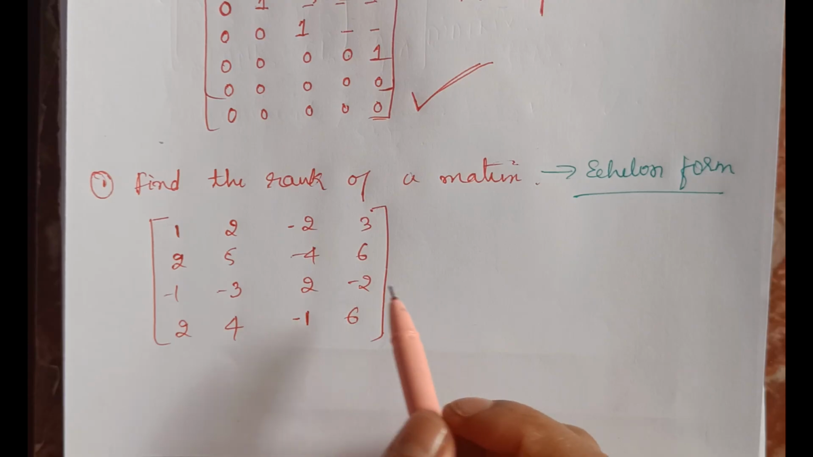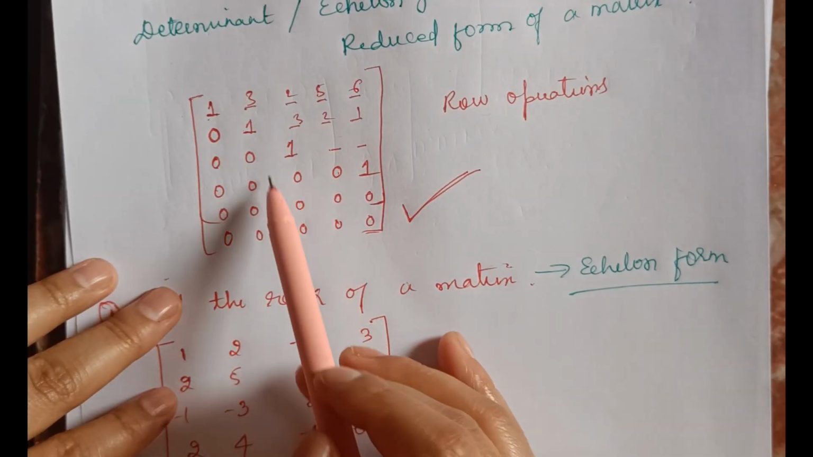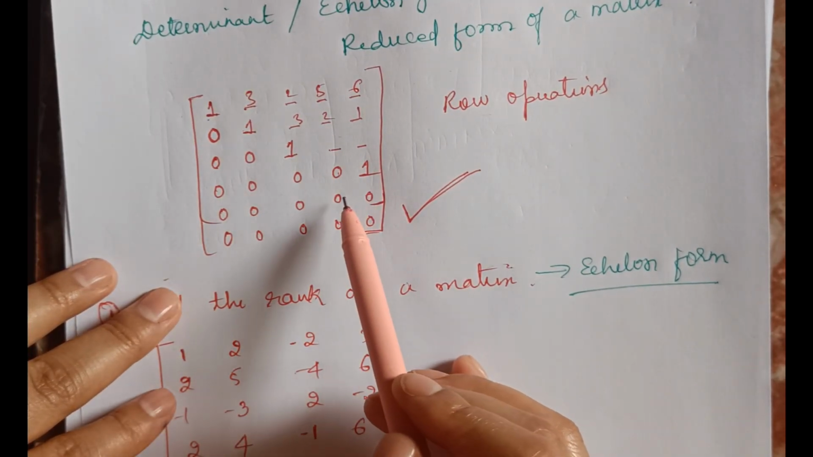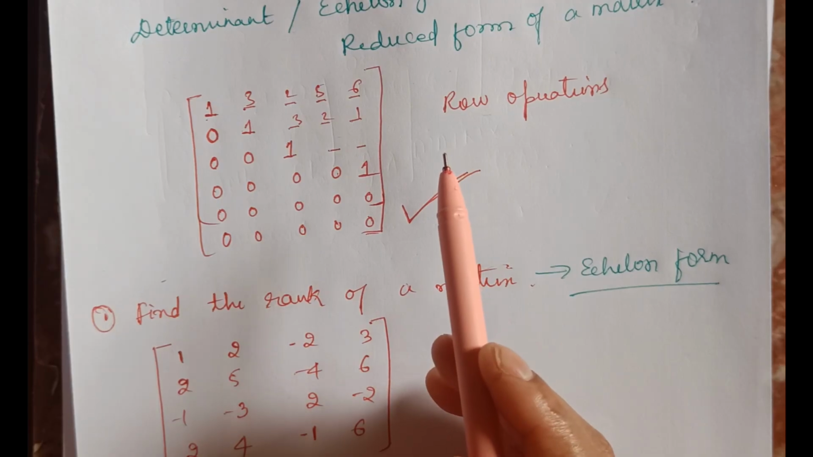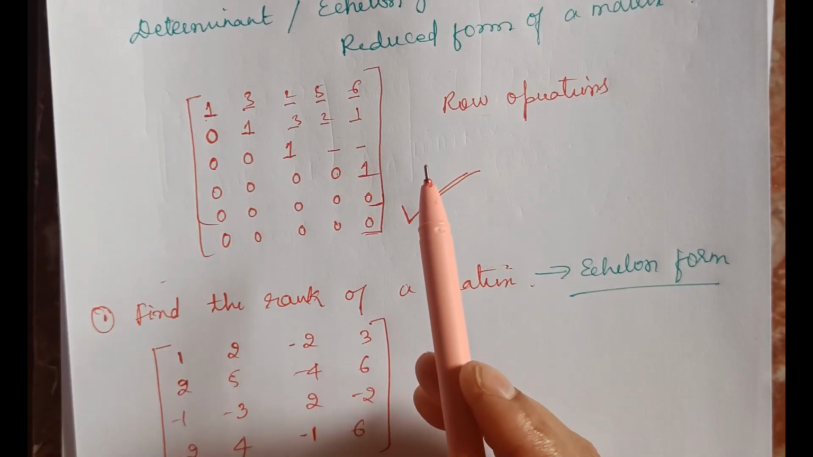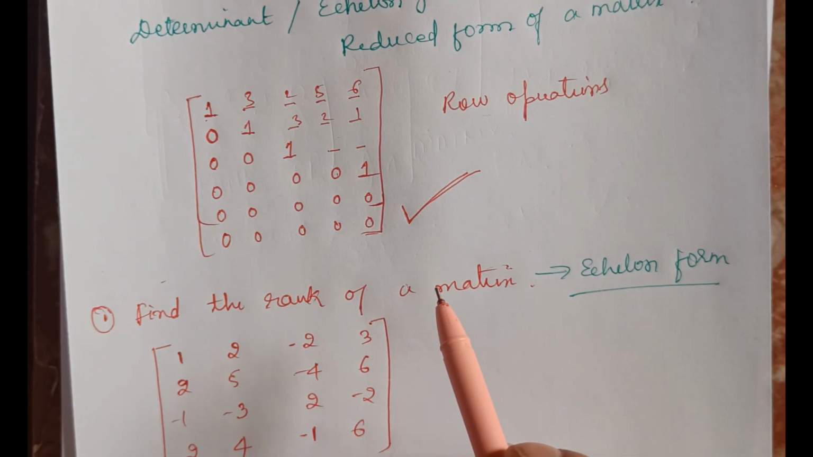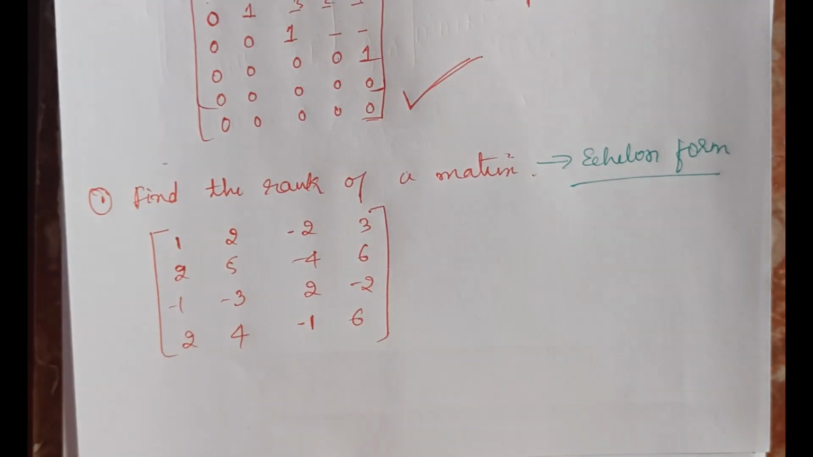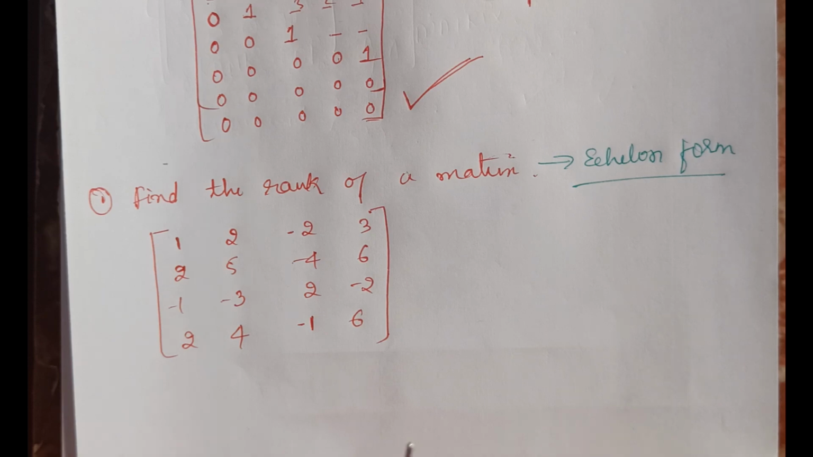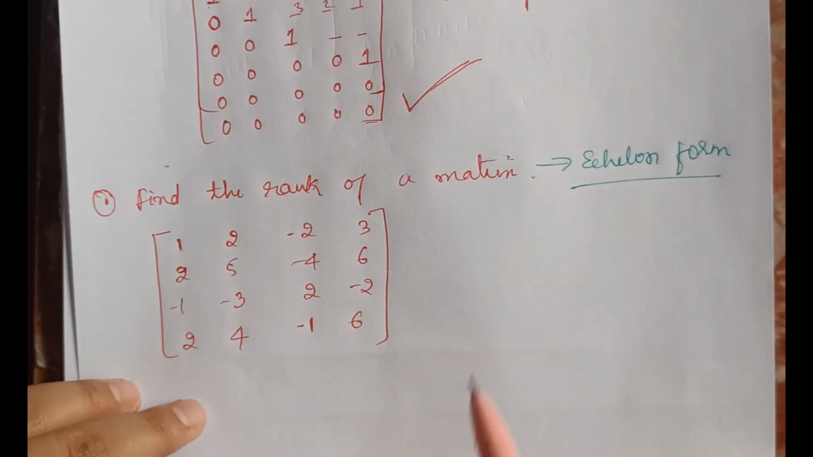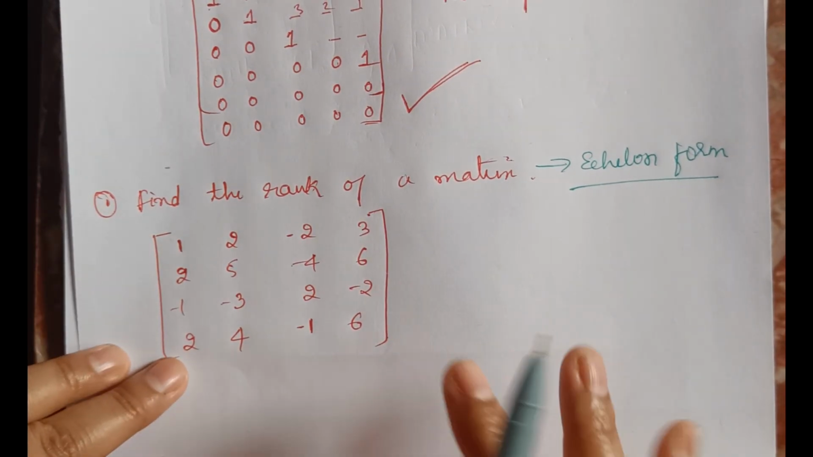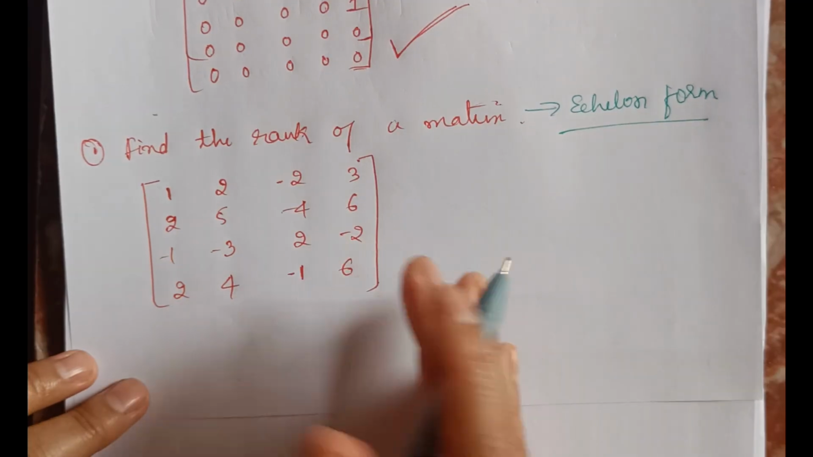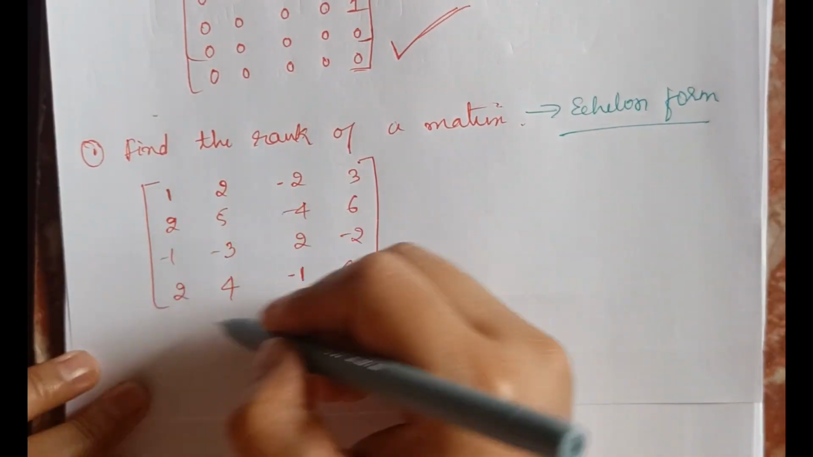So I have to reduce this into the echelon form. First do the elementary transformation, then count the non-zero rows, and that is going to be the rank of the matrix. It is no rocket science. Just be patient with me, and I will explain it so well that you will find it so easy. You will first try to attempt this question in your question paper. Okay, so this is the question, right?